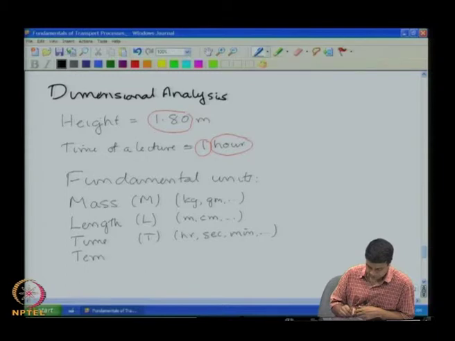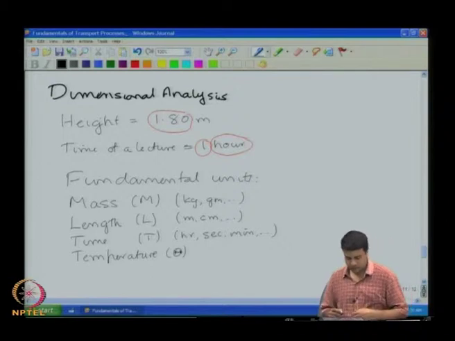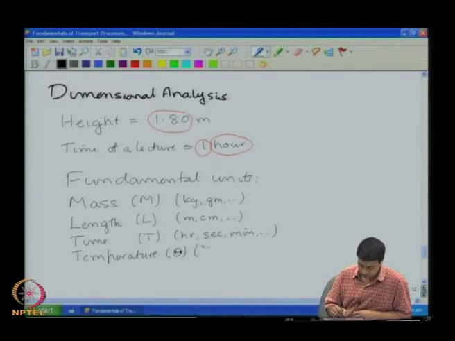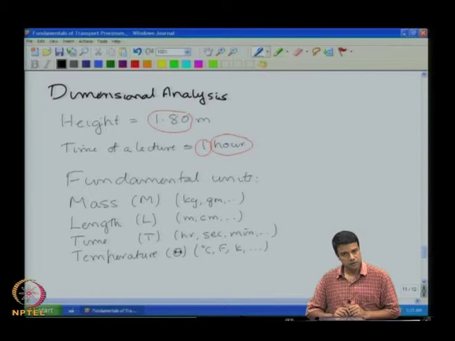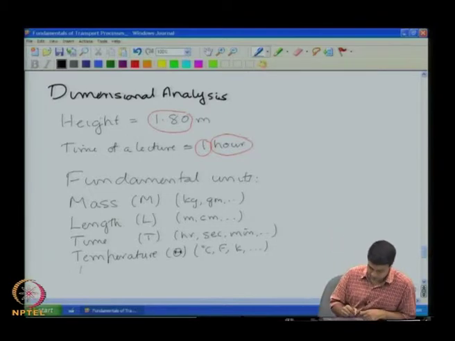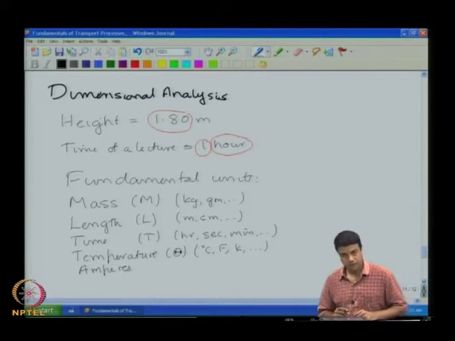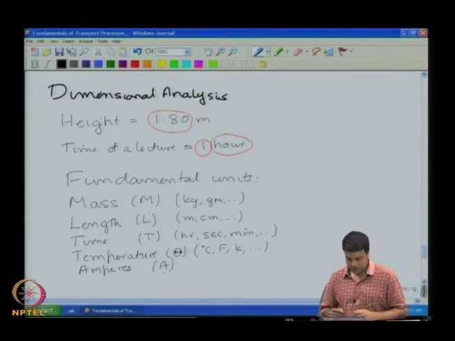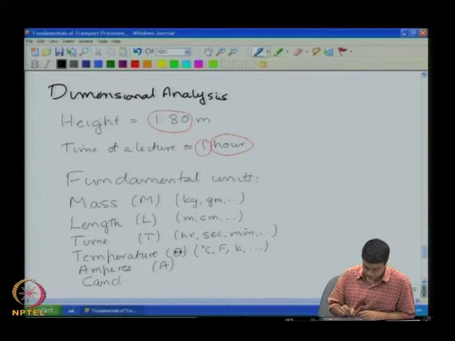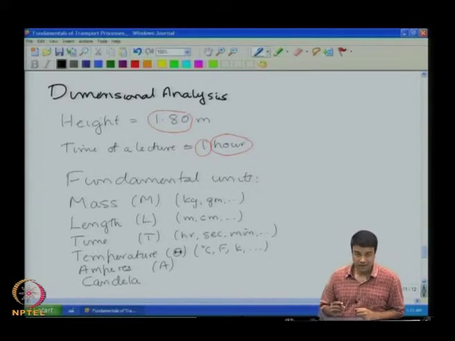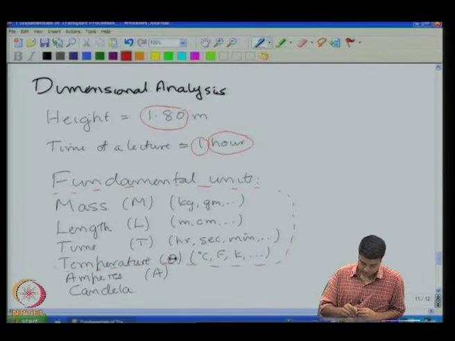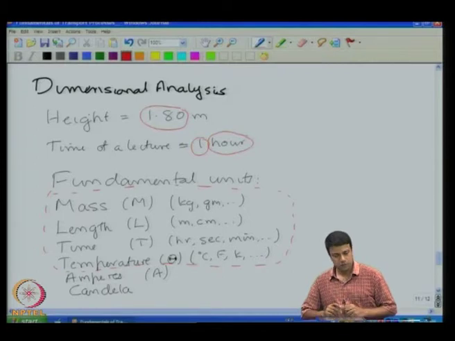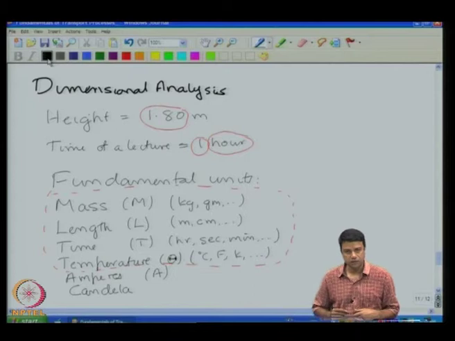One is temperature. I will use the symbol capital theta. Capital theta is the symbol for temperature, and there are different units of temperature: degree centigrade, Fahrenheit, Kelvin, etc. And there are two others, which we shall not use in this course, but I will write them down for completeness: amperes, the unit of current, which goes by the symbol A, and candela, which is the unit of light intensity. For most mechanical momentum transfer processes, we will just use mass, length and time. Temperature becomes important when we have to deal with heat transfer.